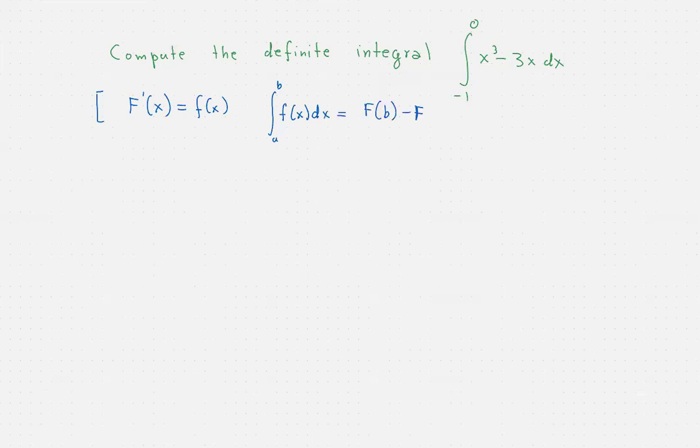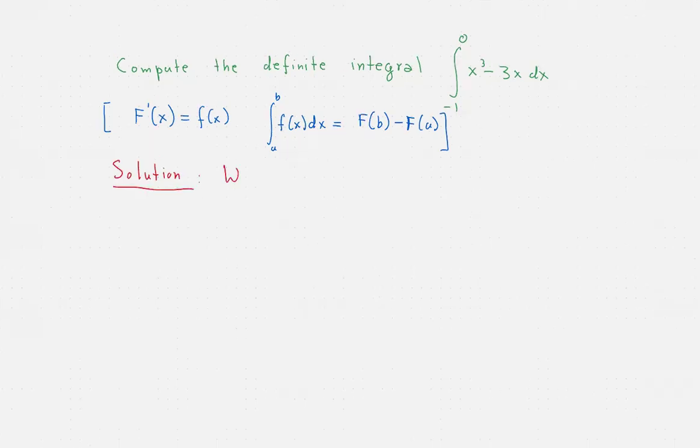So how does this translate to our case? We need to find the function F uppercase of x so that its derivative is equal to x cubed minus 3x.